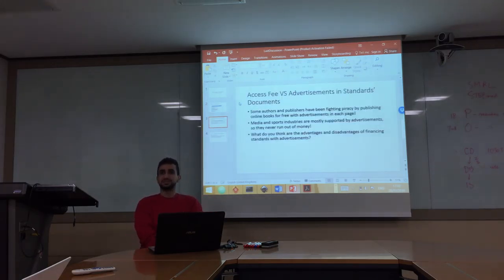So the next topic, because of time, is related to funding. Should standards be just sold or available for an access fee, or should we allow some advertisements in standards? Some authors and publishers have been fighting the piracy of books by publishing online books with some advertisements in them. Each page has a section, like a footnote at the end, with some advertisement. This helps raise some funds even without selling the book. Examples of industries based on advertisement are media and sports, which have a lot of money. They never run out of money because of advertisements, because there are always companies wanting to promote their products.